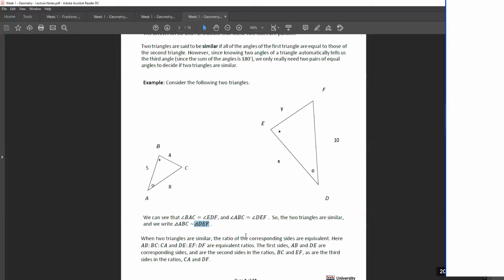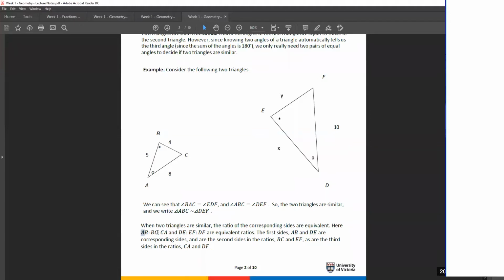Because these 2 triangles are similar, the ratio of the corresponding sides are equivalent. That doesn't mean the sides are going to be the exact same size. It means that the ratio of the corresponding sides are going to be equivalent. So that ratio work that we started working on last week comes into play when we're playing with triangles this week. Here we find that the ratio of side AB to side BC to side CA is going to match with the ratio of side DE to side EF to side DF.